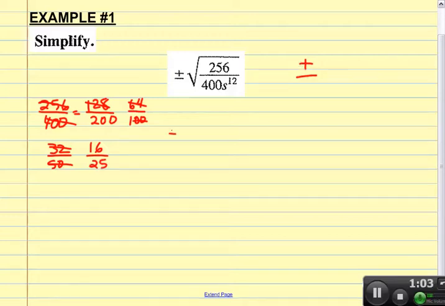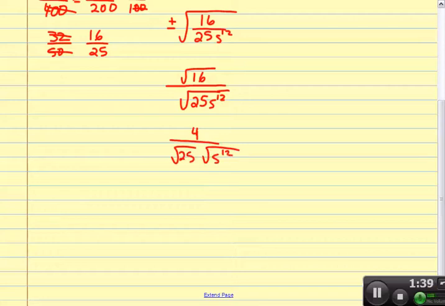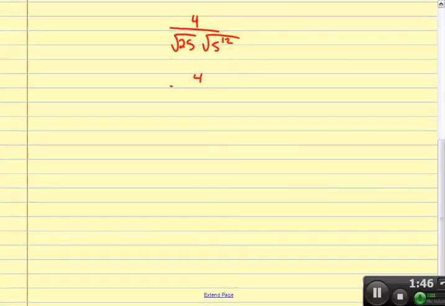Okay, so now I've got plus or minus the square root of 16 over 25 s to the 12th. Now remember, whenever I'm taking the square root of a fraction, this is going to equal the square root of 16 over the square root of 25 s to the 12th. Well, the top one's easy, right? I know that that's going to be 4. I also know that I can multiply radicals. So on the bottom I've got the square root of 25 times the square root of s to the 12th. I can separate them that way. Okay, well, let's think about this. It's getting simpler here. So now it's 4 over 5 times the square root of s to the 12th.